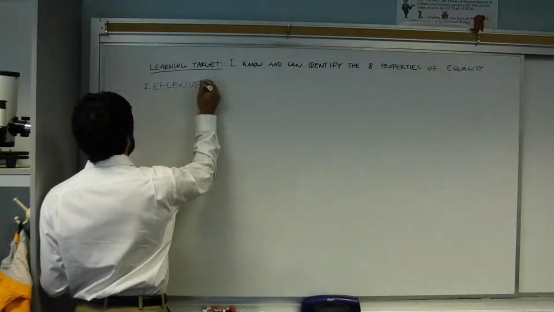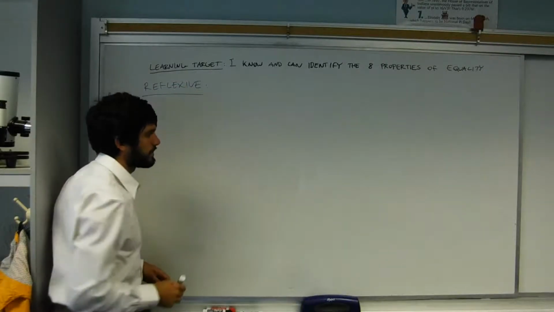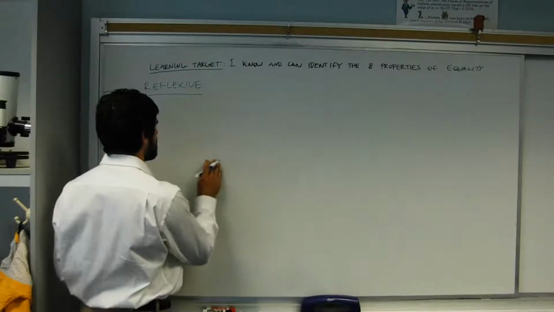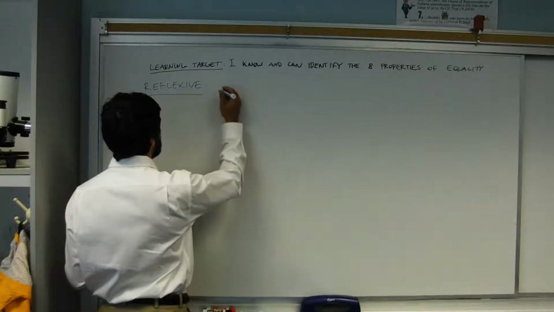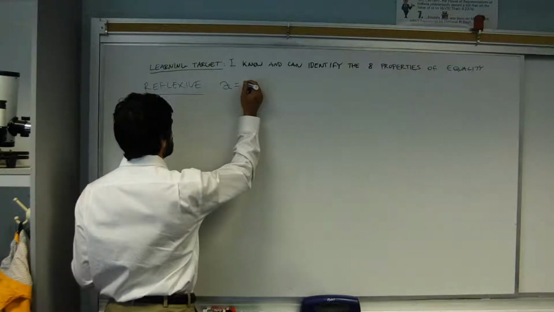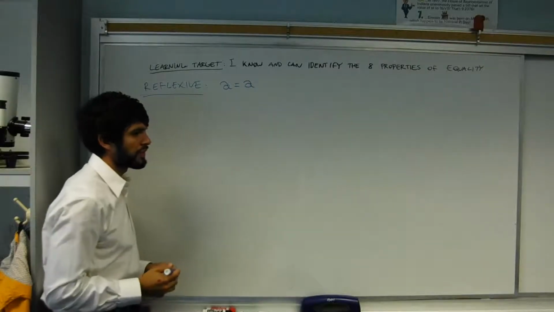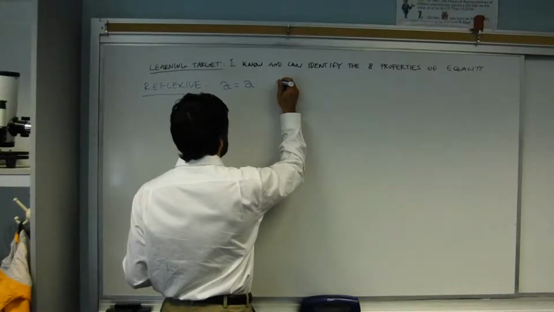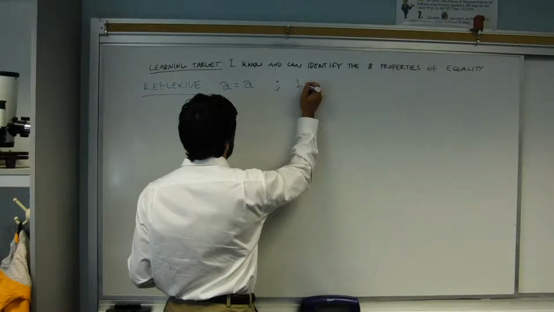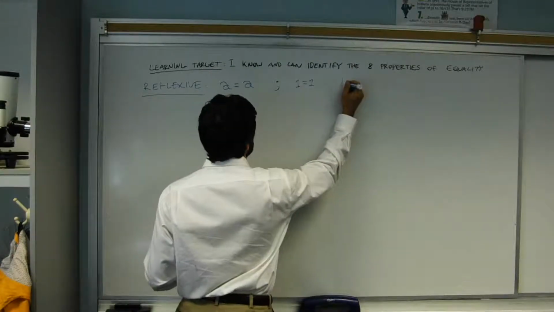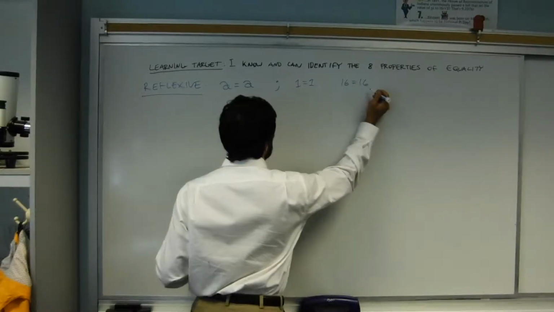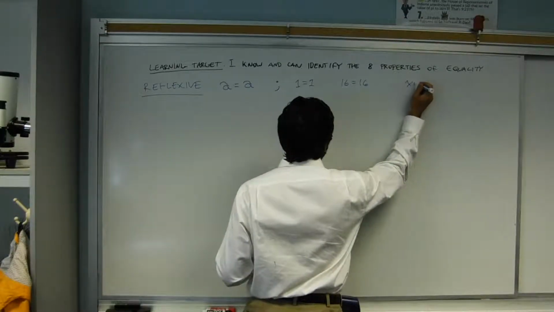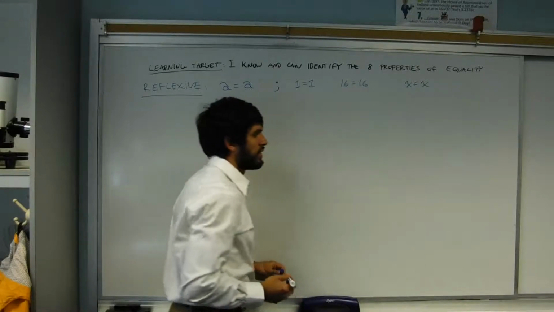So the first property of equality, which is very obvious and I'm sure we take for granted, is the reflexive property. What that tells us is that for some number A, A is equal to itself. So an example of this would be like 1 is equal to 1, 16 is equal to 16, or x is equal to x.